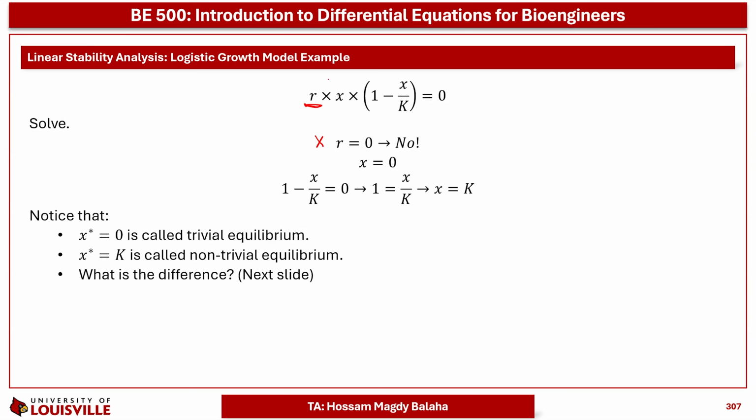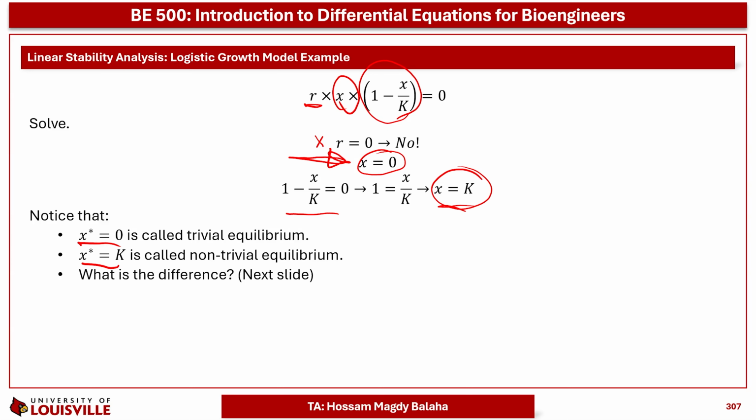So we may say that x can be 0. So there's the first assumption. Or this part can be 0. So simply at this time, 1 minus x over K equals 0. Then x, by solving it, will equal K. So we now have two assumptions, or two equilibrium points, x at 0 and x at K.